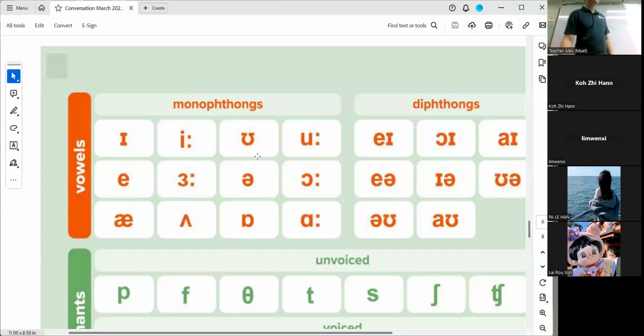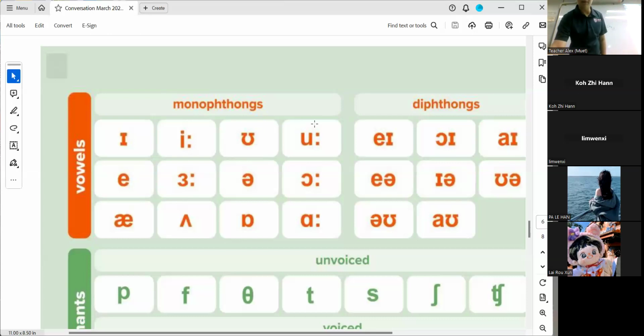This one. U. Like book. You know the word book. B-O-O-K. Book. Book is U, the U sound.